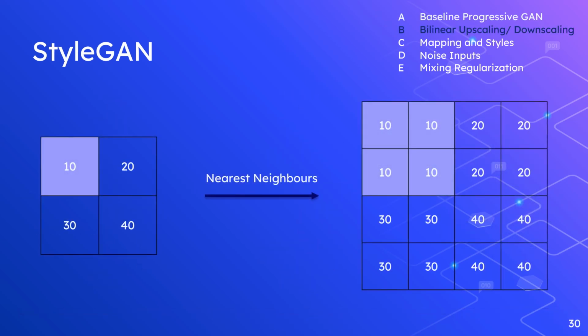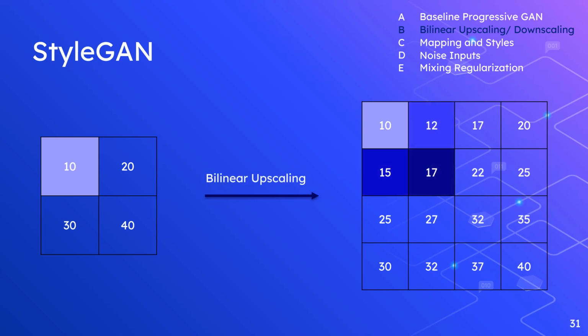The next major change they did was replacing the nearest neighbors method for upscaling with the bilinear method. With the nearest neighbors method, the small matrix is projected on the bigger one by just copying the values in the initial matrix. So here you can see 10 is copied 4 times in the second matrix. However, with bilinear upscaling, we use a distance-weighted average of the initial matrix to get the larger one. So the values in the second matrix are a combination of the initial one, based on their distance.